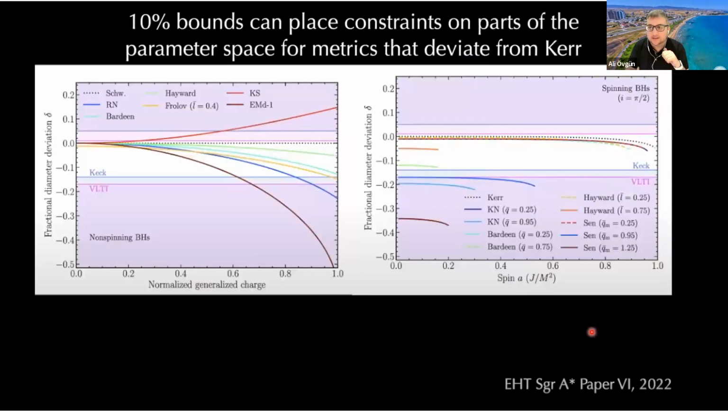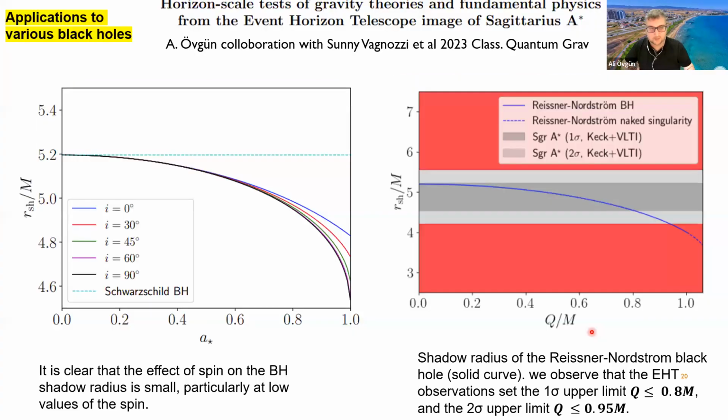And by using this new Sagittarius A paper and observational data, we can use this 10% bound to constrain the charges and also other parameters. So if you want, you can check also our recent paper, in which we test more than 50 types of black holes. We independently started this work before the Event Horizon Telescope press conference announcing the new observation of Sagittarius A.